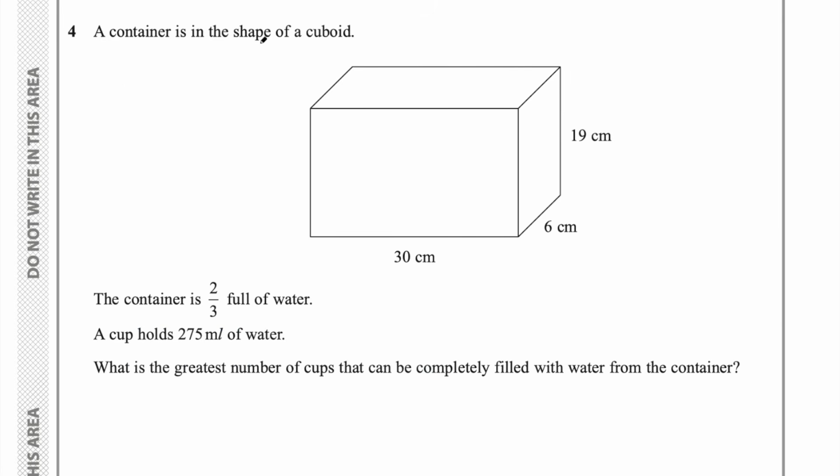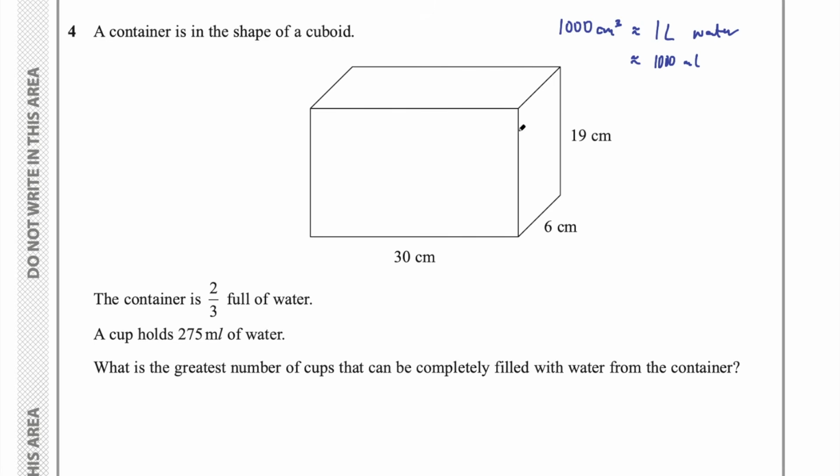Question 4 says a container is in the shape of a cuboid. The container is 2/3 full of water. A cup holds 275 milliliters of water. What is the greatest number of cups that can be completely filled with water from the container? For this question, you need to know that we generally assume 1000 centimeters cubed is approximately 1 liter of water, or 1000 milliliters of water. So that's a bit of information they're expecting you to know for this question.